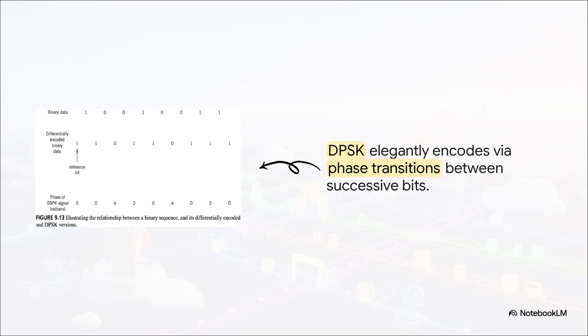Instead of caring about the absolute phase, it encodes the data in the phase transitions between successive bits. The receiver just compares the current signal with a delayed version of the previous bit. If the phase stayed the same, it outputs one thing. If it flipped 180 degrees, it outputs the other. It's a fantastic shortcut that saves a lot of headache.